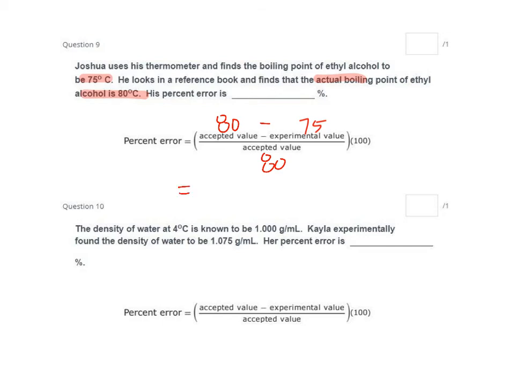Let me write this down here. So 5 divided by 80, and then your last step is to multiply by 100. Multiplying by 100 converts your decimal to a percent. It moves the decimal 2 places to the right. So 5 divided by 80 is 0.0625. But when I multiply it by 100, I move the decimal 2 places to the right, and I get 6.25%.